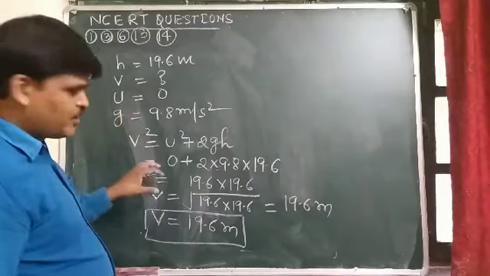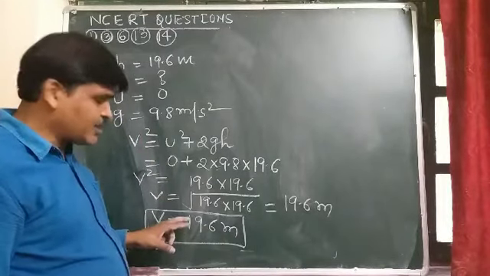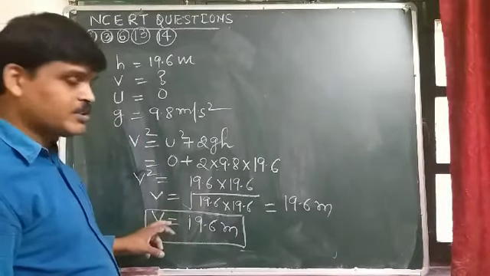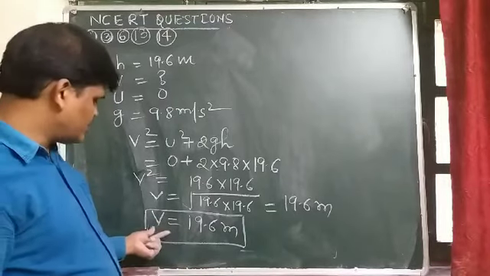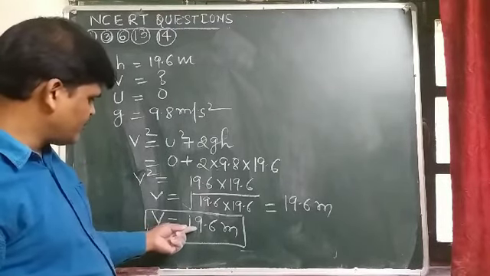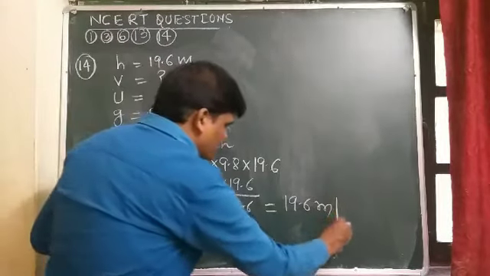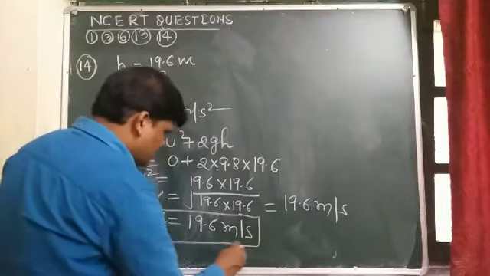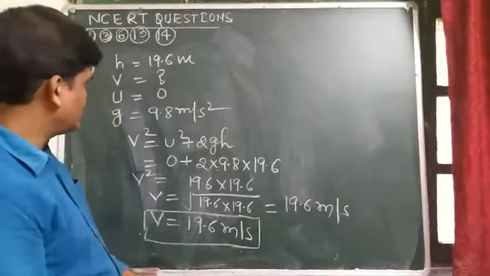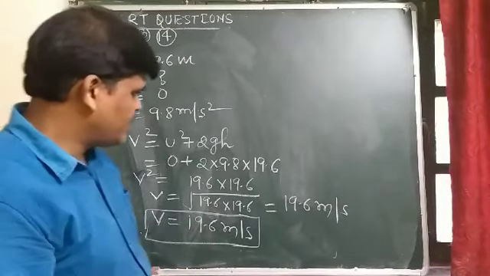So the velocity of the stone just before touching the ground comes out to be v equal to 19.6 meter per second, because the SI unit of velocity is meter per second. So velocity comes out to be v equal to 19.6 meter per second.